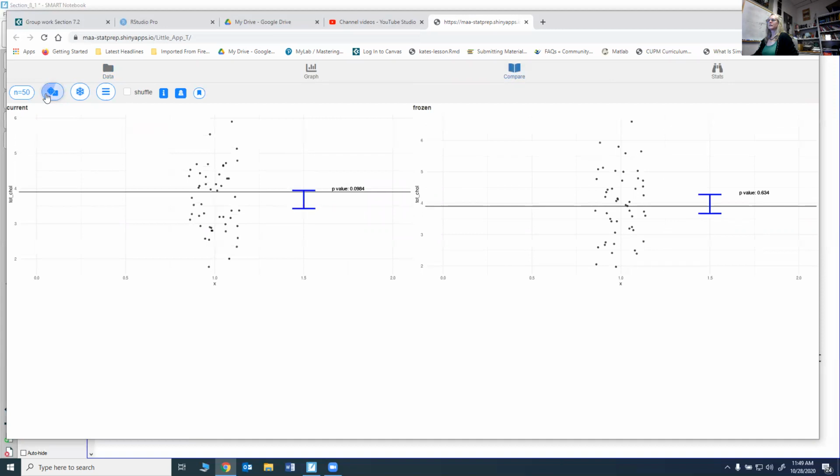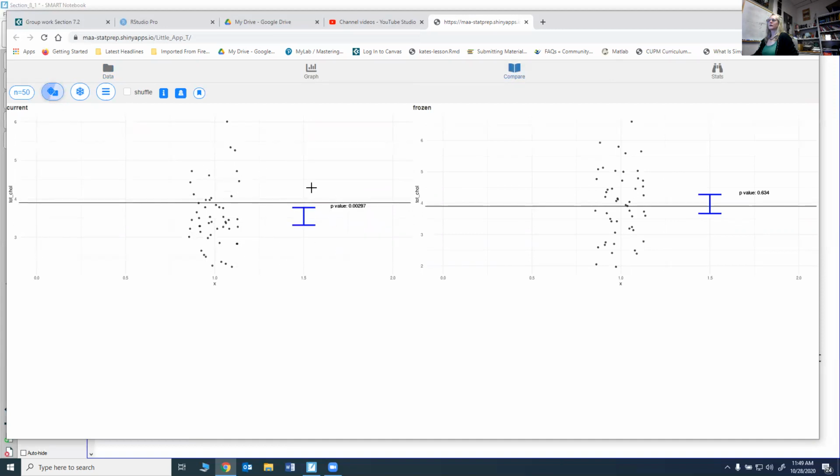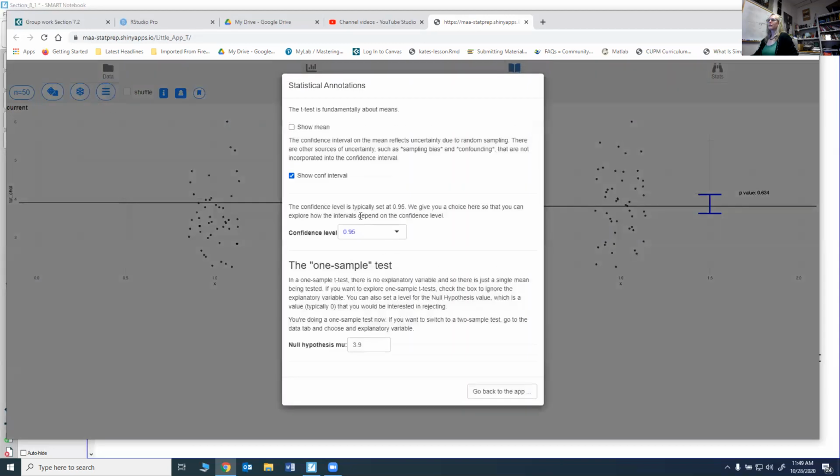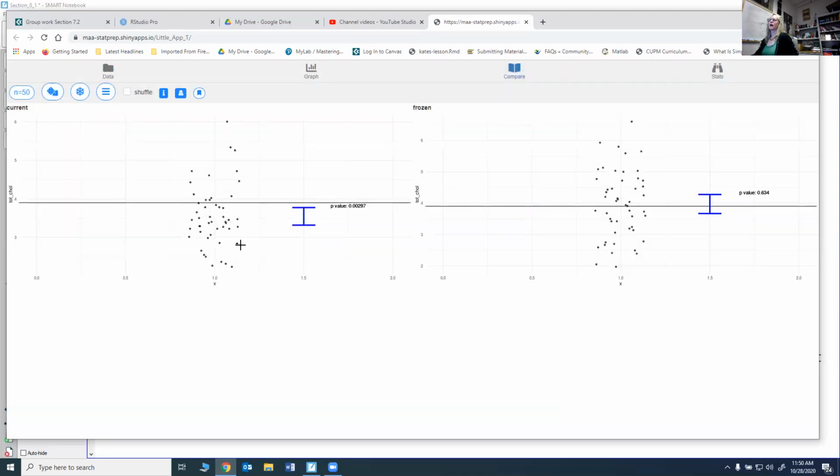Sooner or later, one won't capture it, like this one didn't. I did this probably 10 times, and one time it didn't capture it. I can keep doing this, and because I have a 95% confidence interval, 95% of the time it should capture it, and 5% of the time it doesn't. What I mean by not captured is, notice here's my interval, but my line is above my interval.